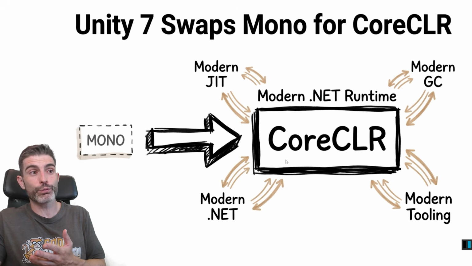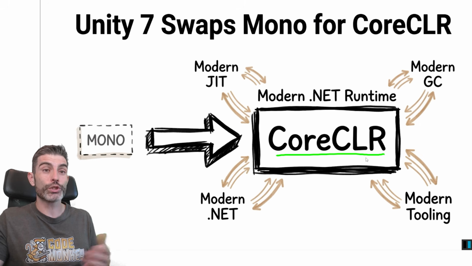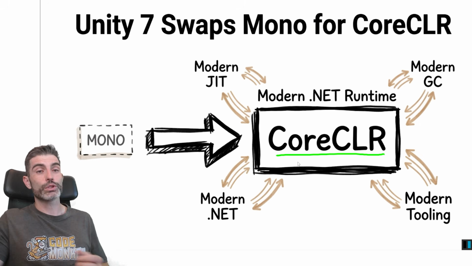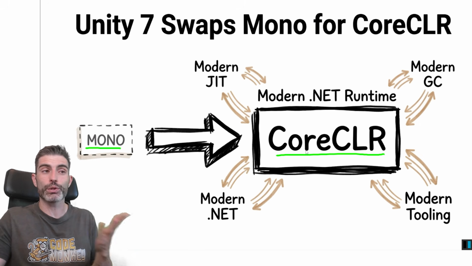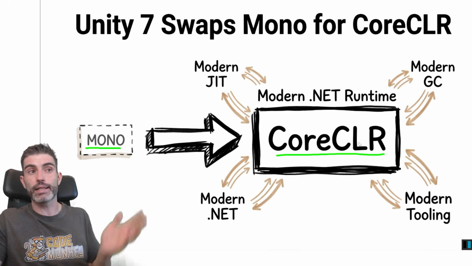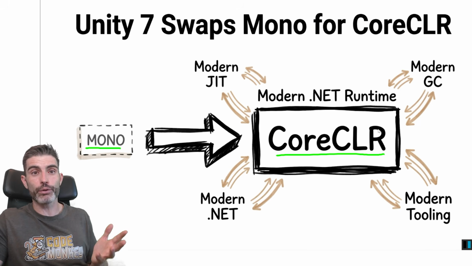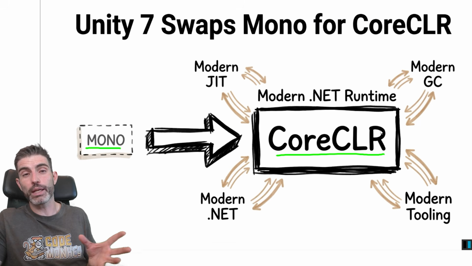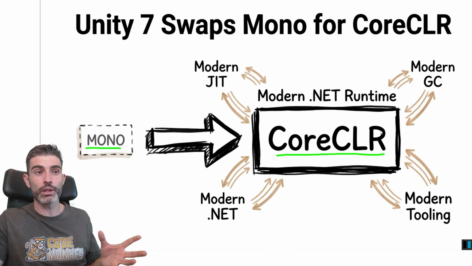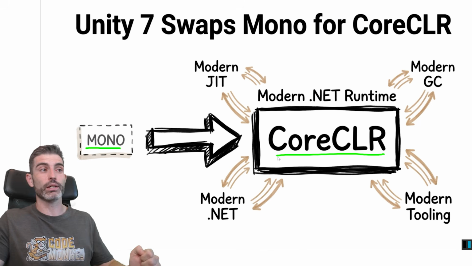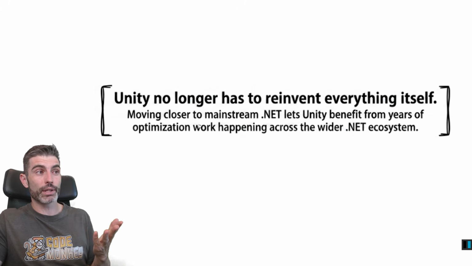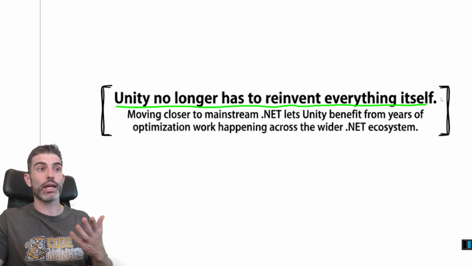And Microsoft themselves a few years ago started working on CoreCLR, which is intentionally meant to be multi-platform. So by Unity swapping their layer from using Mono to using CoreCLR, they basically get all the modern .NET runtime, all the modern benefits, all the modern bonuses, they get all of that by default without having to do any kind of engineering work, just because Microsoft themselves are already handling all that. Now this I think is really important because it means that Unity no longer has to reinvent everything itself.